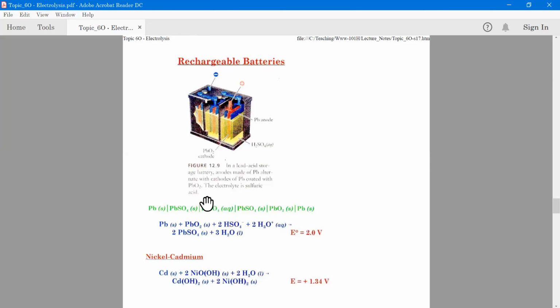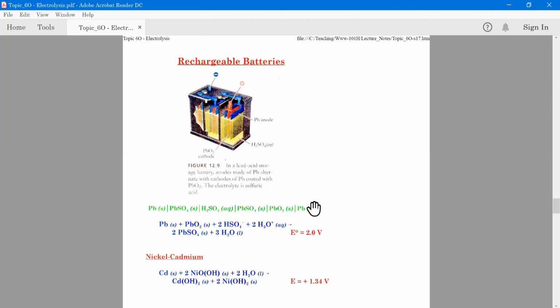And at first it may appear confusing because the convention, of course, is that the anode is on the left, the cathode is on the right, so the reaction flows from left to right. And you might say, well, wait a minute, this is lead over here. You're showing lead on both sides. How can this be both the anode and the cathode?